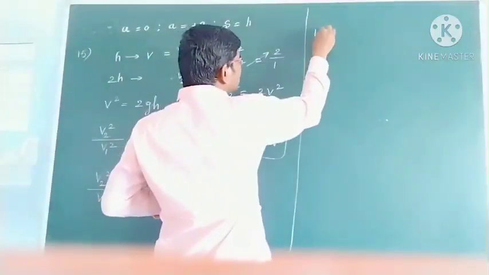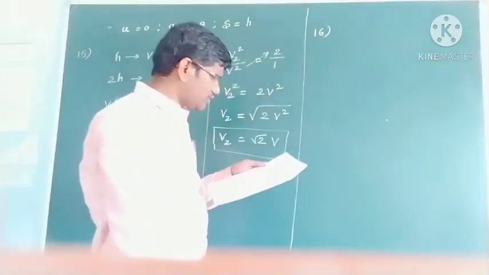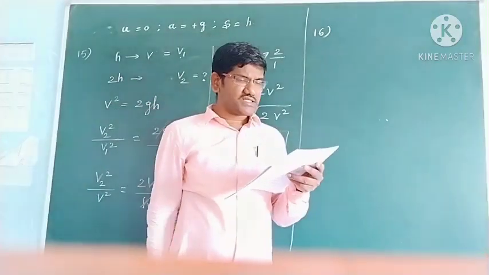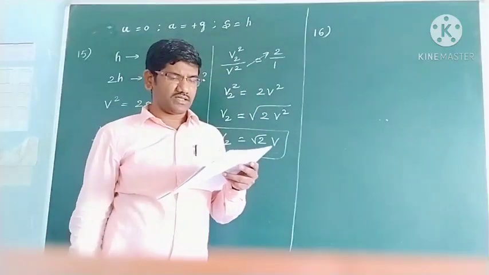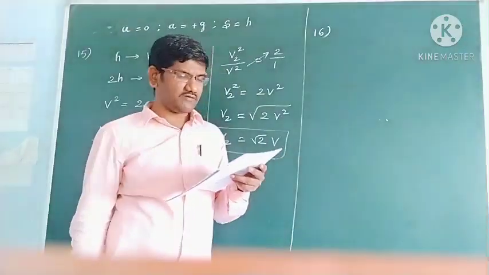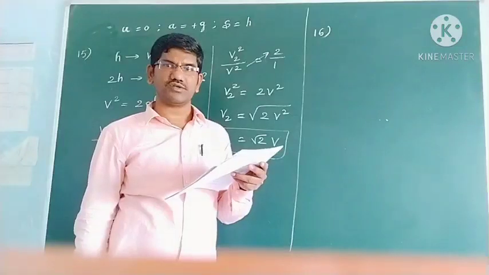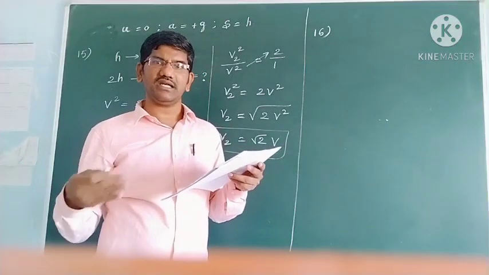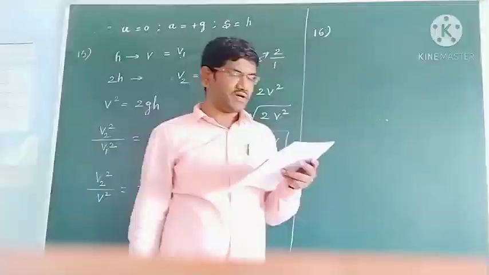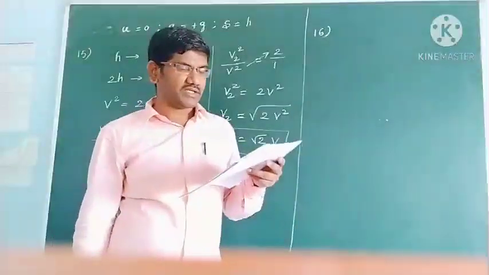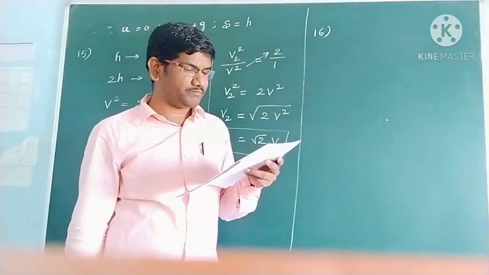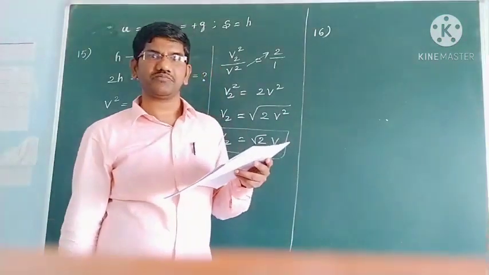16th. 16th question you see, students. The ratio of the distance traveled by a freely falling body in the last second of its motion, and that in the last but 1 second of its motion, are in the ratio of 3:2. Last second and the last but 1 second. So ratios of distances traveled by a freely falling body in the last second of its motion and last but 1 second.